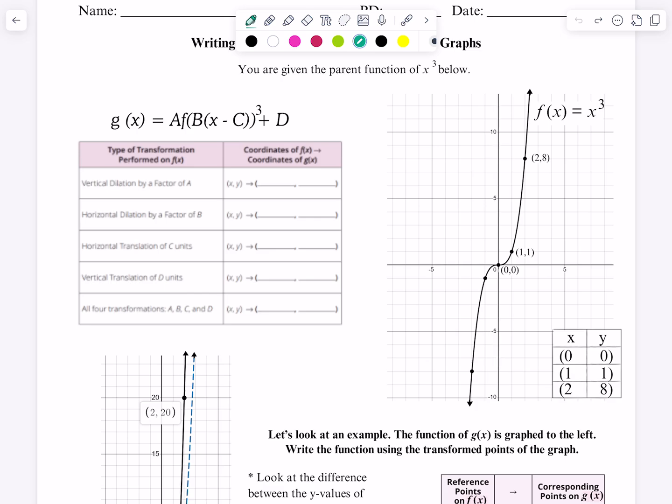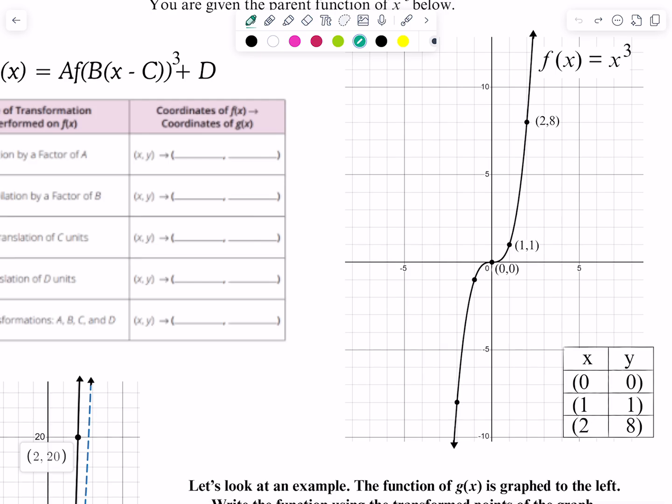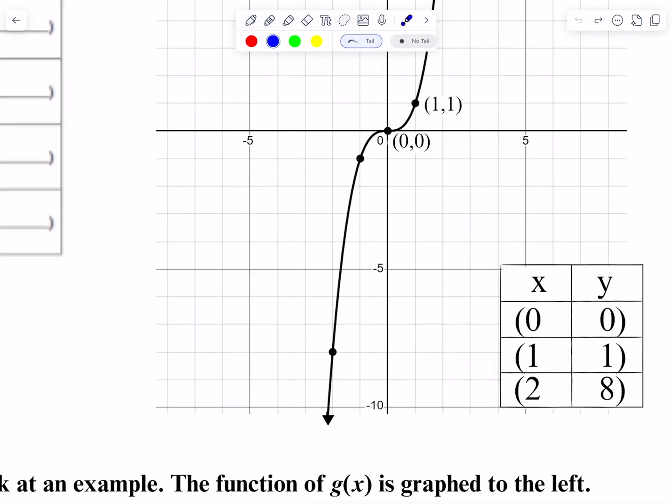What I'm about to tell you is this right here. This is your parent function. This is your mother function. This is the one that we're going to base everything off of. This is going to be the most important point in the lesson, your home point. This right here is your home point, 0, 0. We're going to use that as a guide to help us write the equation. There's going to be a secondary point that we're going to use that's going to help us, and that's going to be the second point.